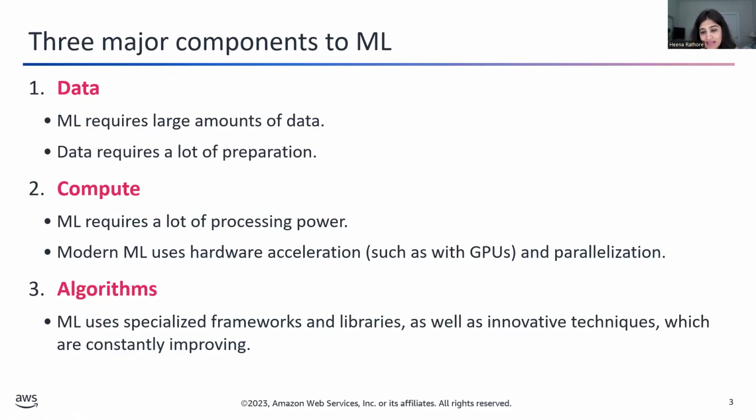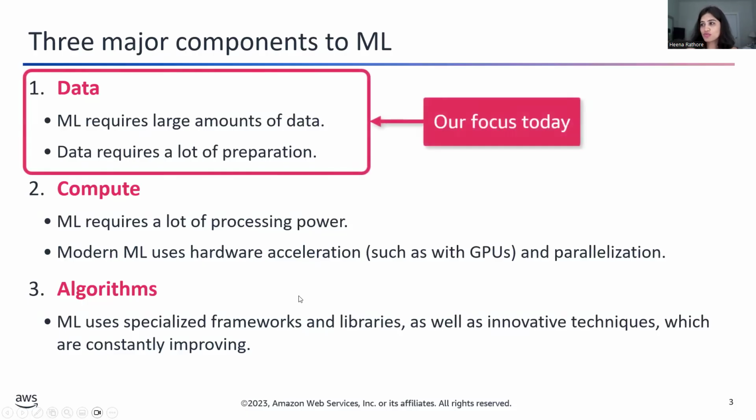And finally is the algorithm. As I mentioned, there are different kinds of machine learning algorithms. The development of machine learning algorithms is continuously evolving. Every now and then people come up with different algorithms. And generally, these algorithms play an important role for a specific example or a specific use case that you are working on. The focus for this class is data.